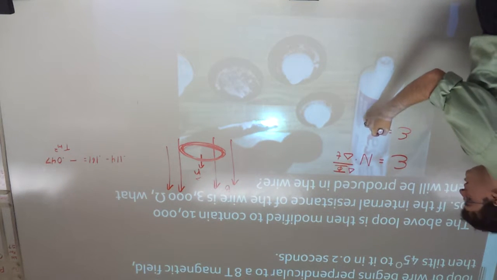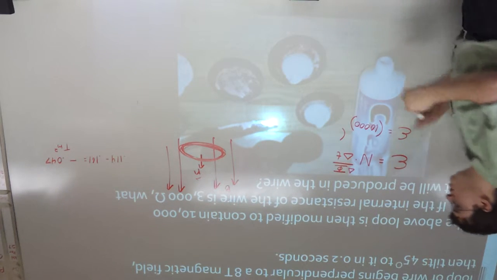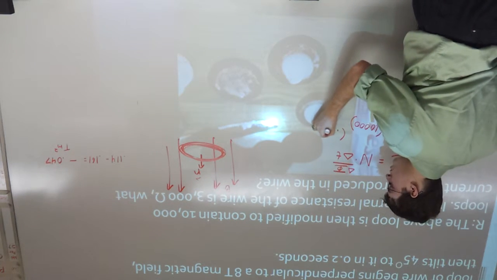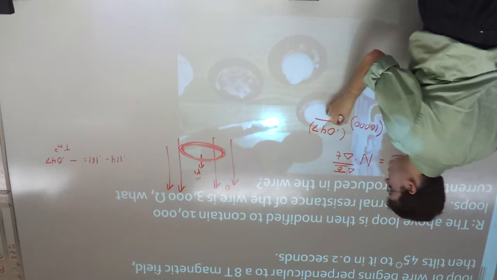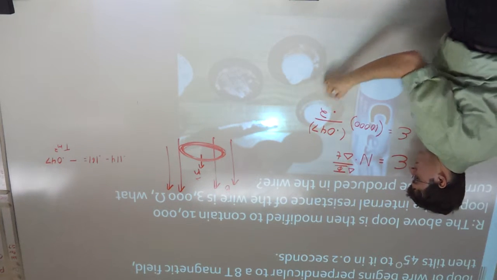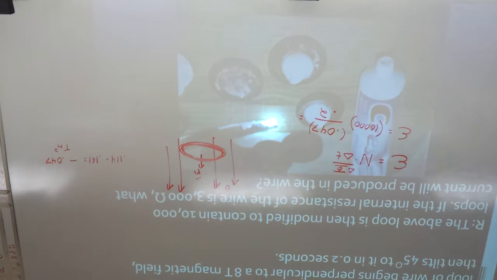Now, lucky us, number of loops is 10,000. Change in flux we calculated in part 1, 0.047. Change in time, it says in the problem above, 0.2 seconds, so that's where that piece of information comes in. So what is our EMF? Can we estimate? Well, I say slightly less than 2,500.